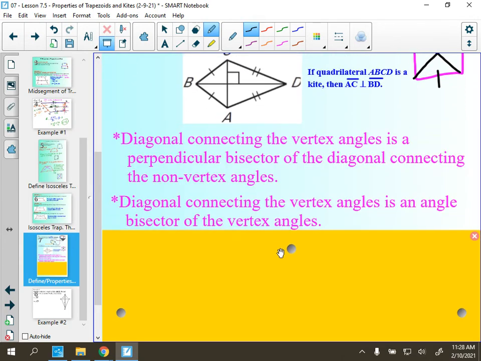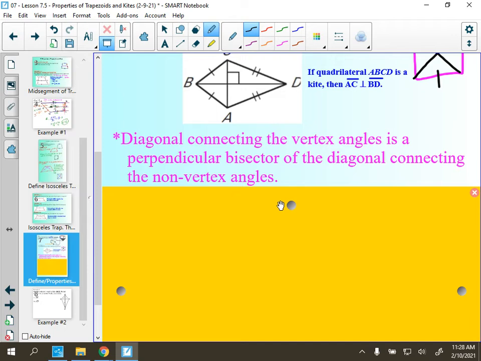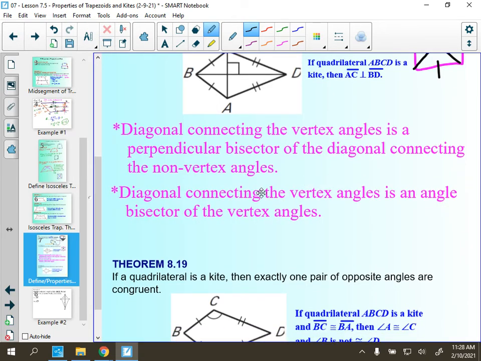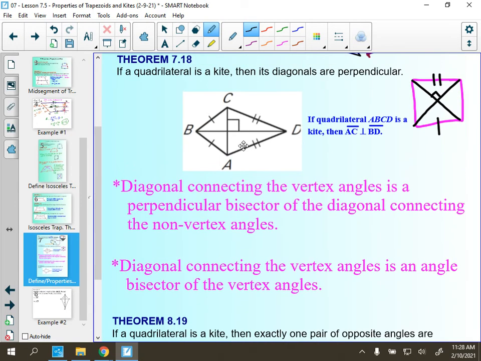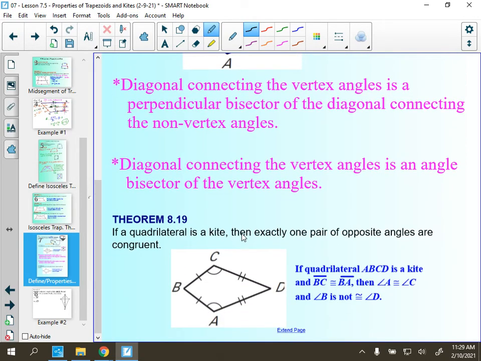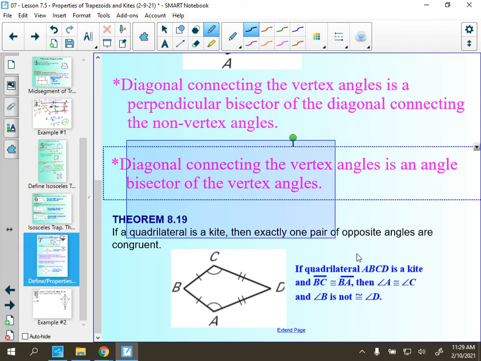Whoops. Let's go here. So we probably should. I'm going to open this up here, and we'll get a picture to go with each one of these. So the diagonal connecting. So second property. This is more for kind of numbers. We'll do an example that involves some numbers here. The diagonal connecting the vertex angles is a perpendicular bisector of the diagonal connecting the non-vertex angles. So what does that mean? That's kind of a mouthful there. Let's see what that looks like.